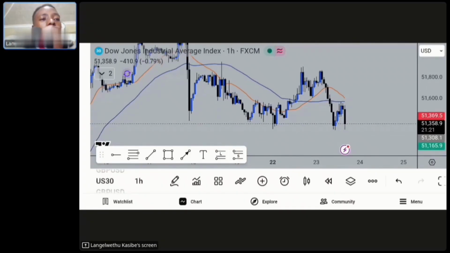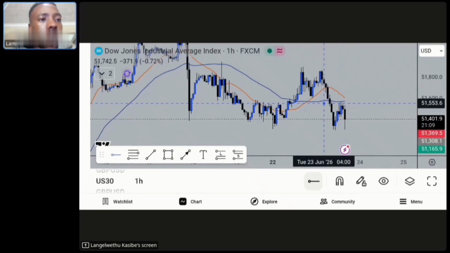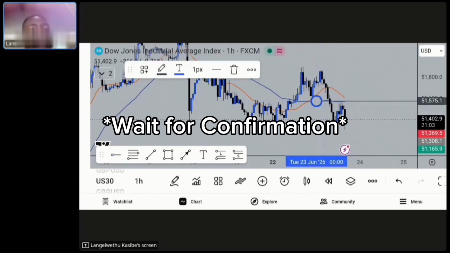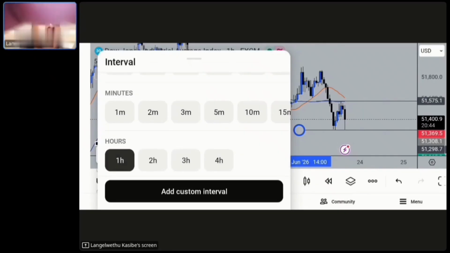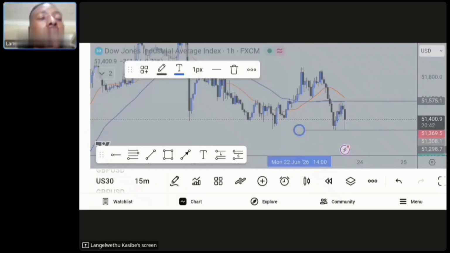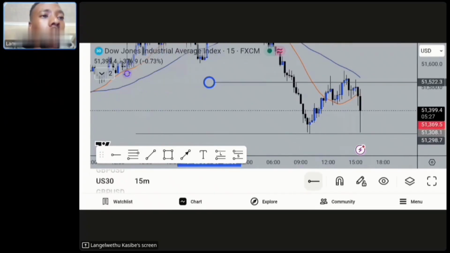But here's the thing though, it came up and then it made a nice pullback right here. Now what we're waiting for is for price to break this lower low, which I don't think it's going to do in this session, maybe in the Asian session, but not in this session though. It's fine. We'll just do it on the 15-minute.